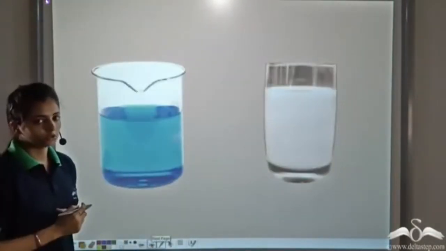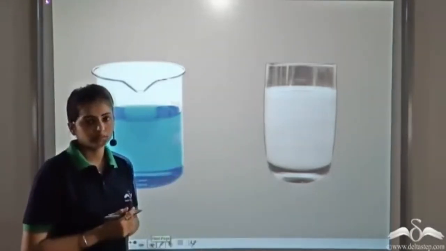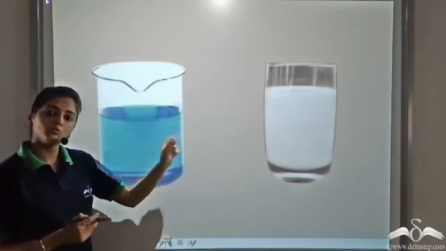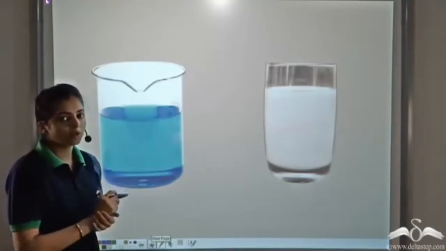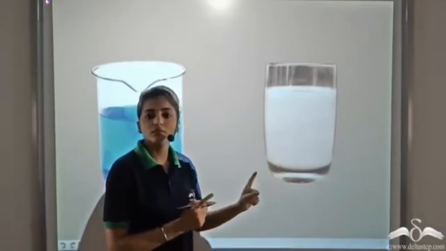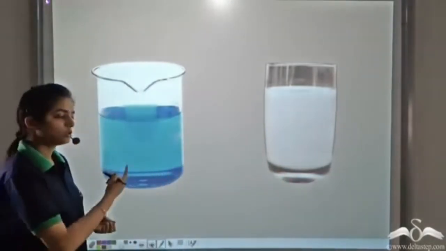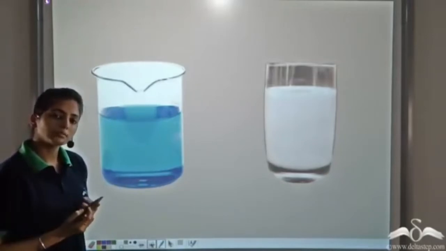Now we have two solutions. We have aqueous copper sulfate solution and we have milk. To us, both are homogeneous looking, both have the same composition throughout. We know milk looks homogeneous, but it is actually a heterogeneous mixture. But when we are looking at it, to us, both are homogeneous.